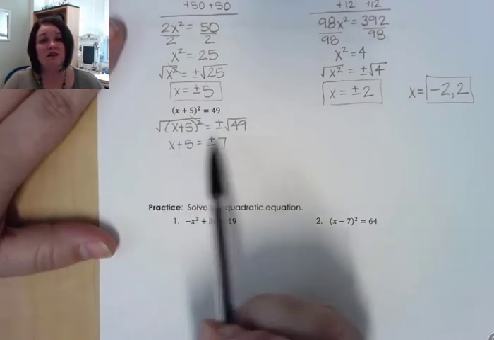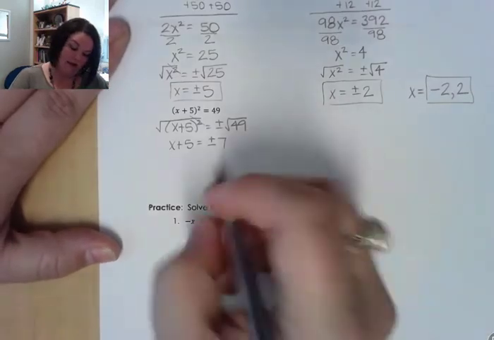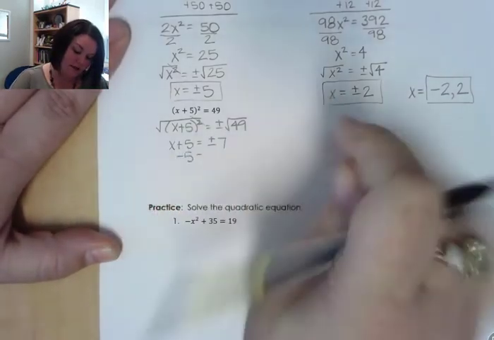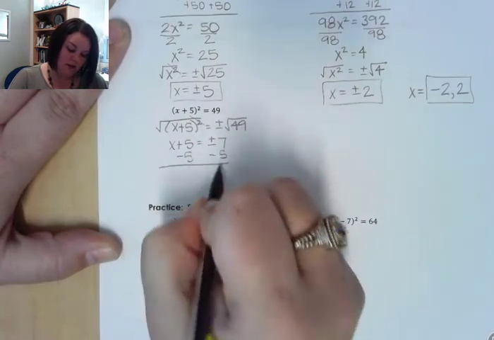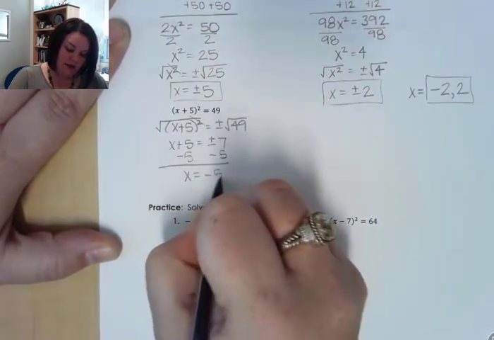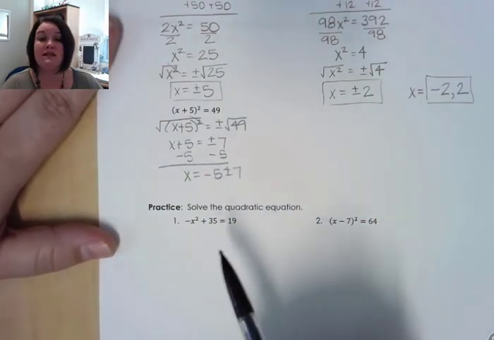but I'm still not solved because I'm solving for x, and right now x is not isolated. Okay, so I need to move this 5 to the other side. I'm sorry, minus 5. So I end up with x is equal to negative 5 plus or minus 7. Now, this plus or minus gives us two separate answers.